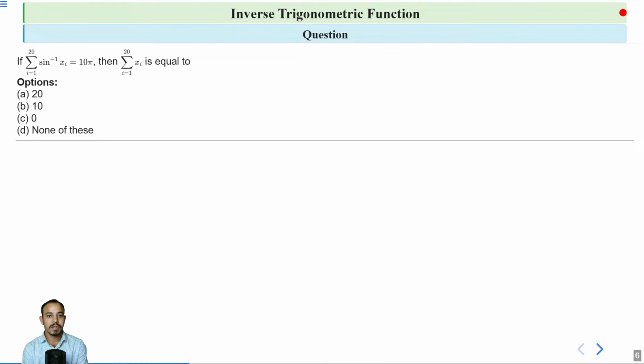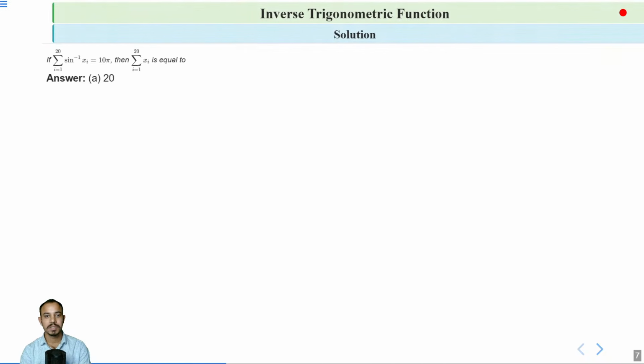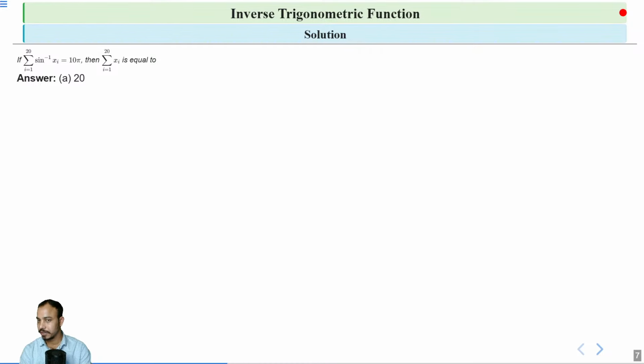Okay, good. So see, which option is correct here? The correct answer is option A. Everyone match your answer with the correct answer. Now see which formula and key points are used to solve this problem. Here minus pi by 2 is less than or equal to sine inverse x, which is less than or equal to pi by 2. You know the range of sine inverse x, that is the closed interval minus pi by 2 to pi by 2, and you know sine of pi by 2 is 1.